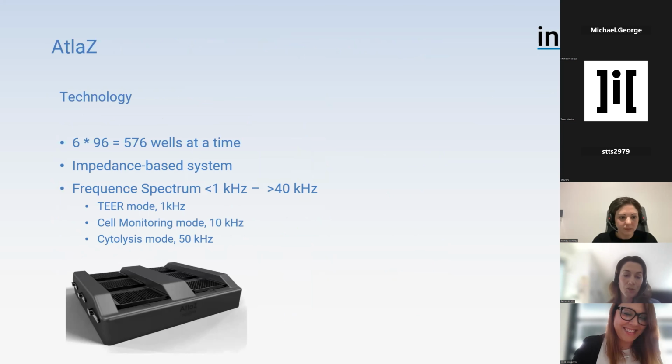And this has nothing to do with contractility, by the way. This is an impedance-based system, and the frequency spectrum here is actually quite broad. There's a lot of things you can analyze between less than 1 kilohertz and up to more than 40 kilohertz. So just to pick a few, there's the TEER mode, for example, interesting for hepatocyte analysis, and cell monitoring mode. That's what we did for our cardiotox study, and cytolysis mode, for example.